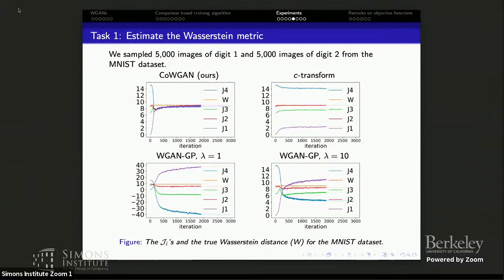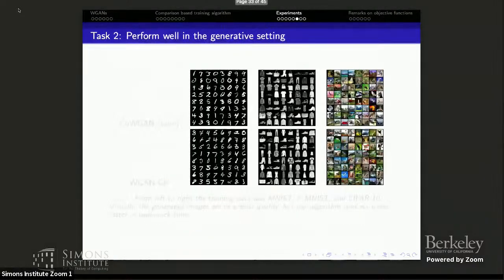All right, and this actually works in high dimensional data. So we sample 5,000 images of digit 1 and also 5,000 images of digit 2. And this also converges. So all quantities converge as well. And this result is similar to the ones with synthetic 2-dimensional data. Okay, so this was our first task. And the second task is to perform well in the generative setting.